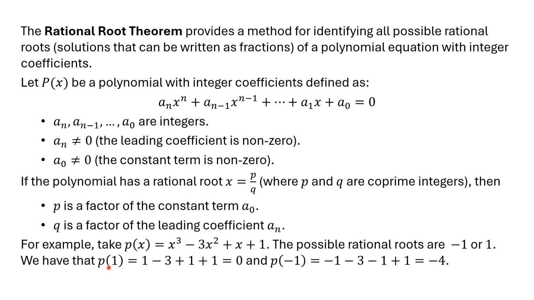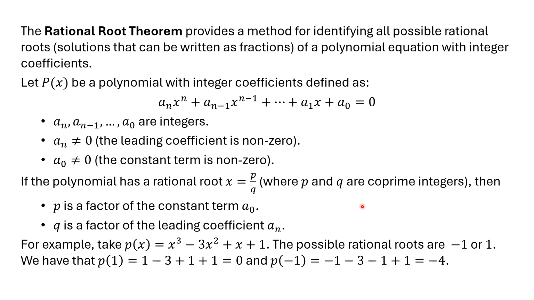We plug those in to p of x, put in 1, and we get 1 minus 3 plus 1 plus 1. That gives us 0, so we found one root. Minus 1, however, when plugged in, gives p of x equal to minus 4, so that's not a root. So the only rational root is 1 for this equation. The other roots are either irrational, or they could even be complex numbers. You could find those by dividing out x minus 1 and seeing what the remainder is. It would be a quadratic, and then you would solve that and get the other two roots.